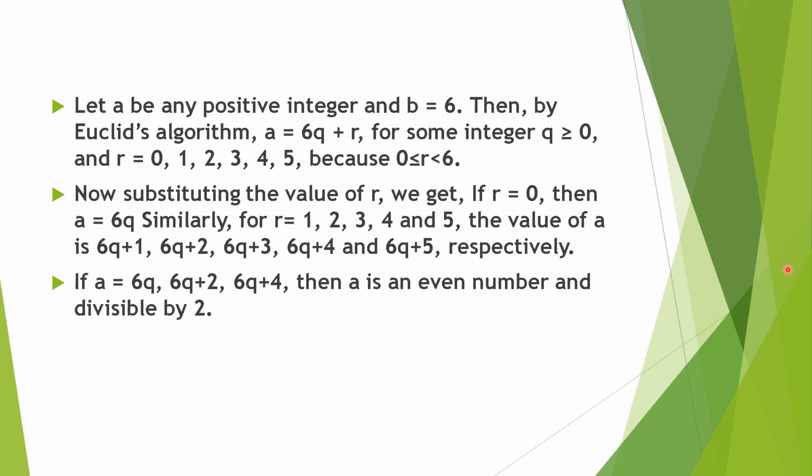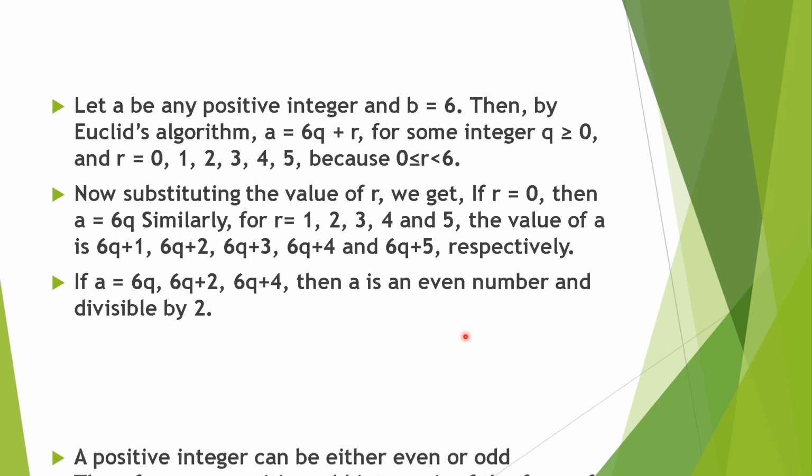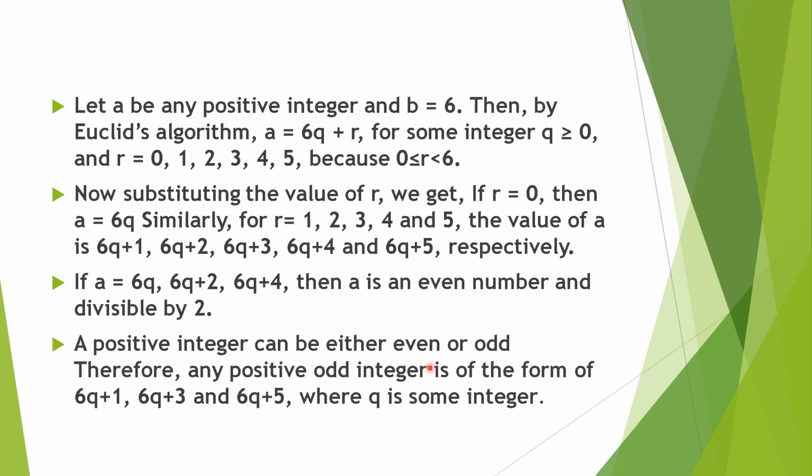Now we have taken a as any positive integer. A positive integer can be either even or odd. When a is an even number, it is divisible by 2. Therefore, any positive odd integer is of the form, if it is divisible by 2, we are going to add plus 1.